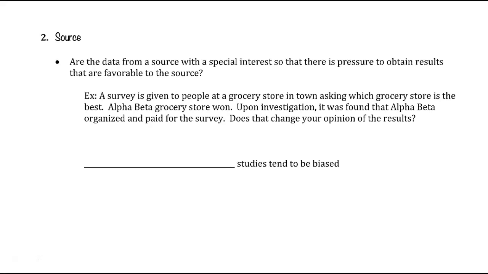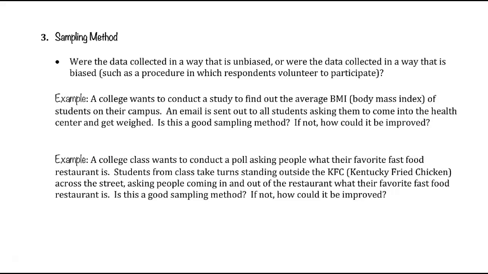What we're seeing here is an important point. Free response studies tend to be biased. This also emphasizes the importance of a random sample. Which brings us to our next point, the sampling method. Were the data collected in a way that is unbiased, or were the data collected in a way that is biased? To wrap our heads around this, let's look at these two examples.